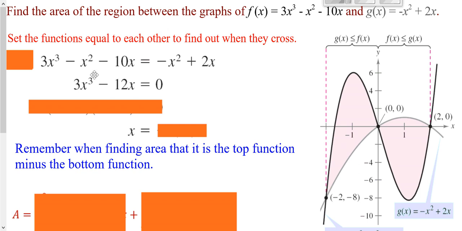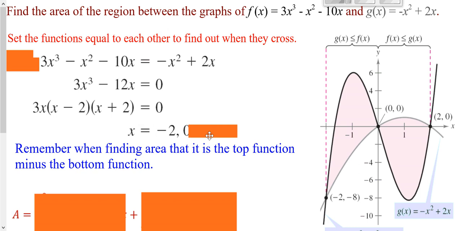You could add an x squared to both sides. They drop. Subtract a 2x from both sides. Now you could factor. Pull out a 3x. And then you'd have an x squared minus 4, which is a difference of squares. So you get 0, 2, and -2. Hey, that's good because it correlates to our graph for the x values of where our graphs cross each other.